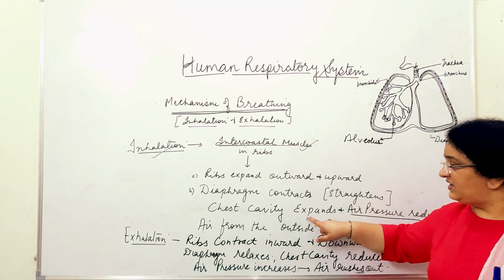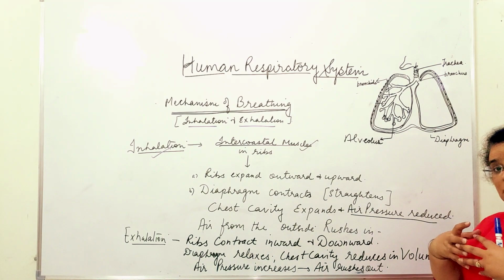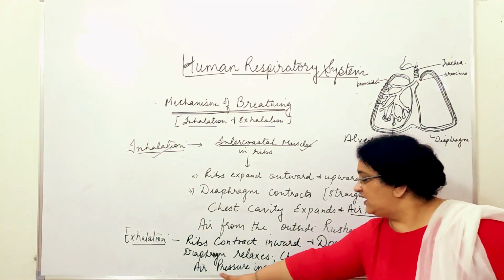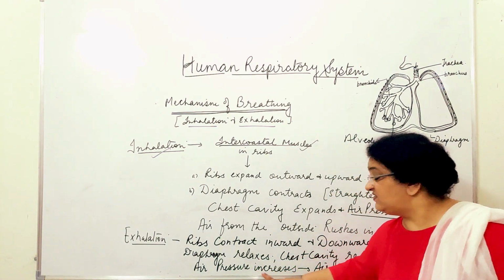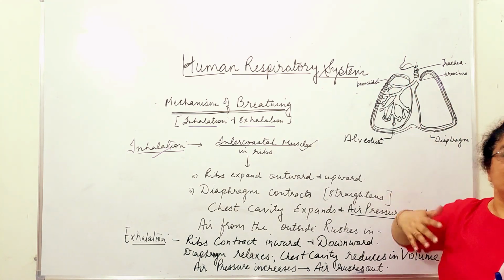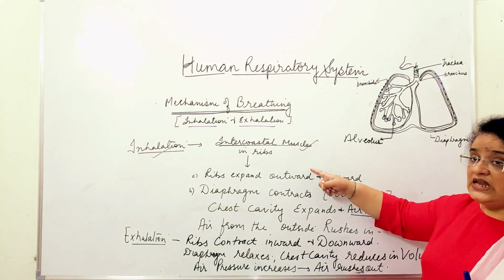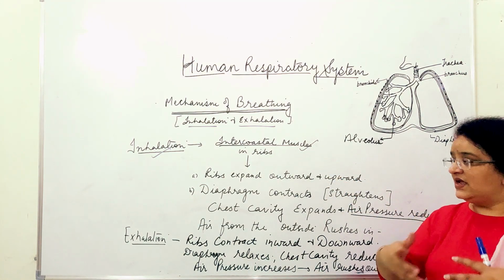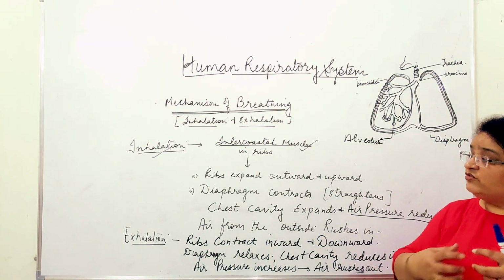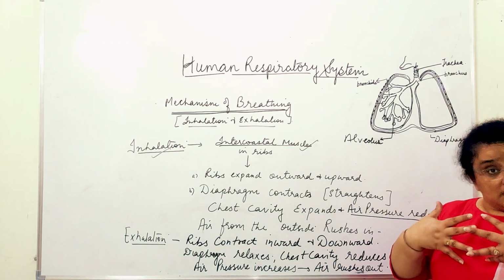Here the chest cavity expanded. Now here the chest cavity reduced. Because of this reduction in the volume, the air pressure is increased. When air pressure is increased, the air rushes out as exhalation. So is it clear? I'll repeat. During inhalation, the chest cavity expands, and during exhalation, the chest cavity reduces, contracts. So during inhalation, there is an increase in the volume and air pressure decreases.